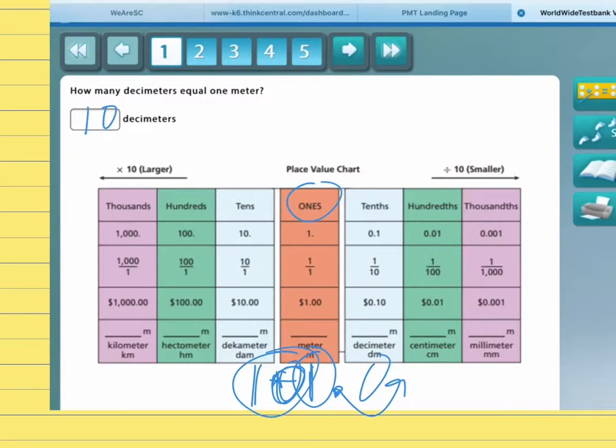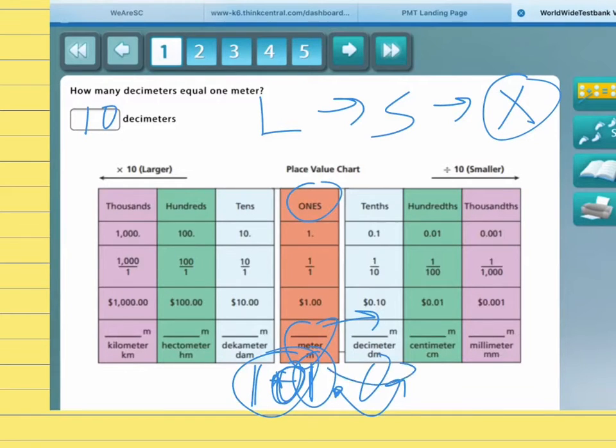You're moving from a larger unit to a smaller unit. When you go from a larger to a smaller, then you always multiply. So you're multiplying by a factor of how many places you're moving over in your place value chart, and this time it's 1, so you're multiplying by a factor of 10.